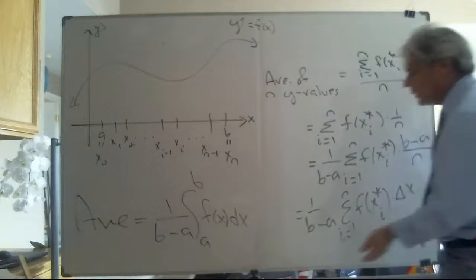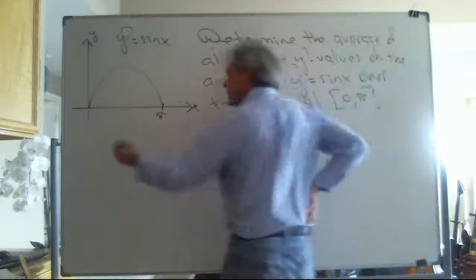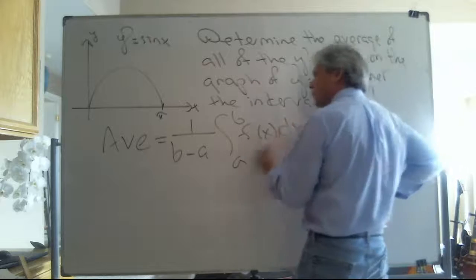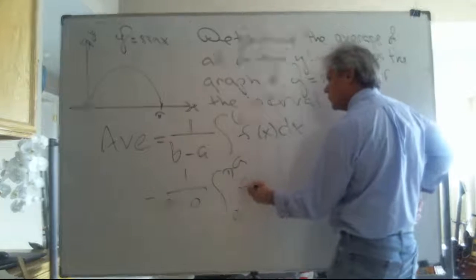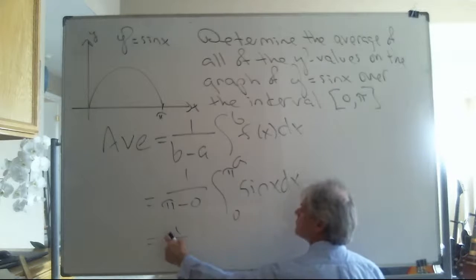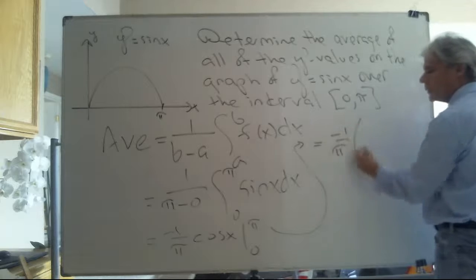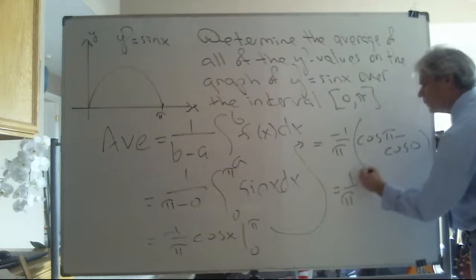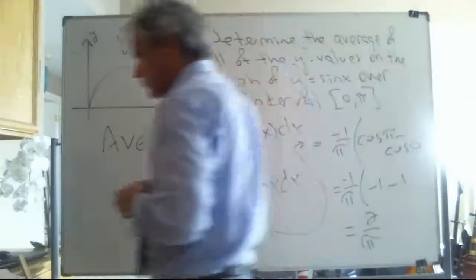So let's see if I can't apply this. B is pi. A is 0. One more application.